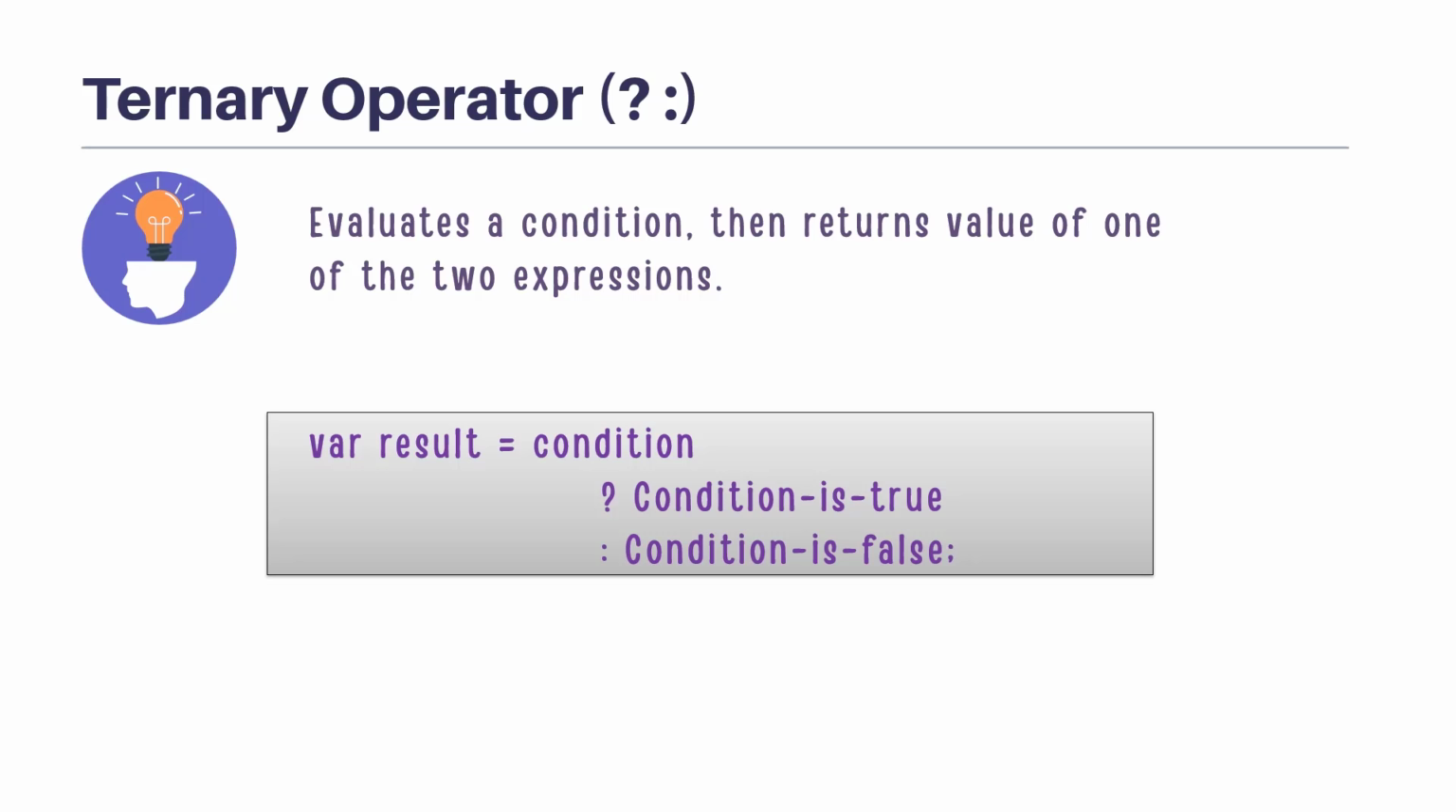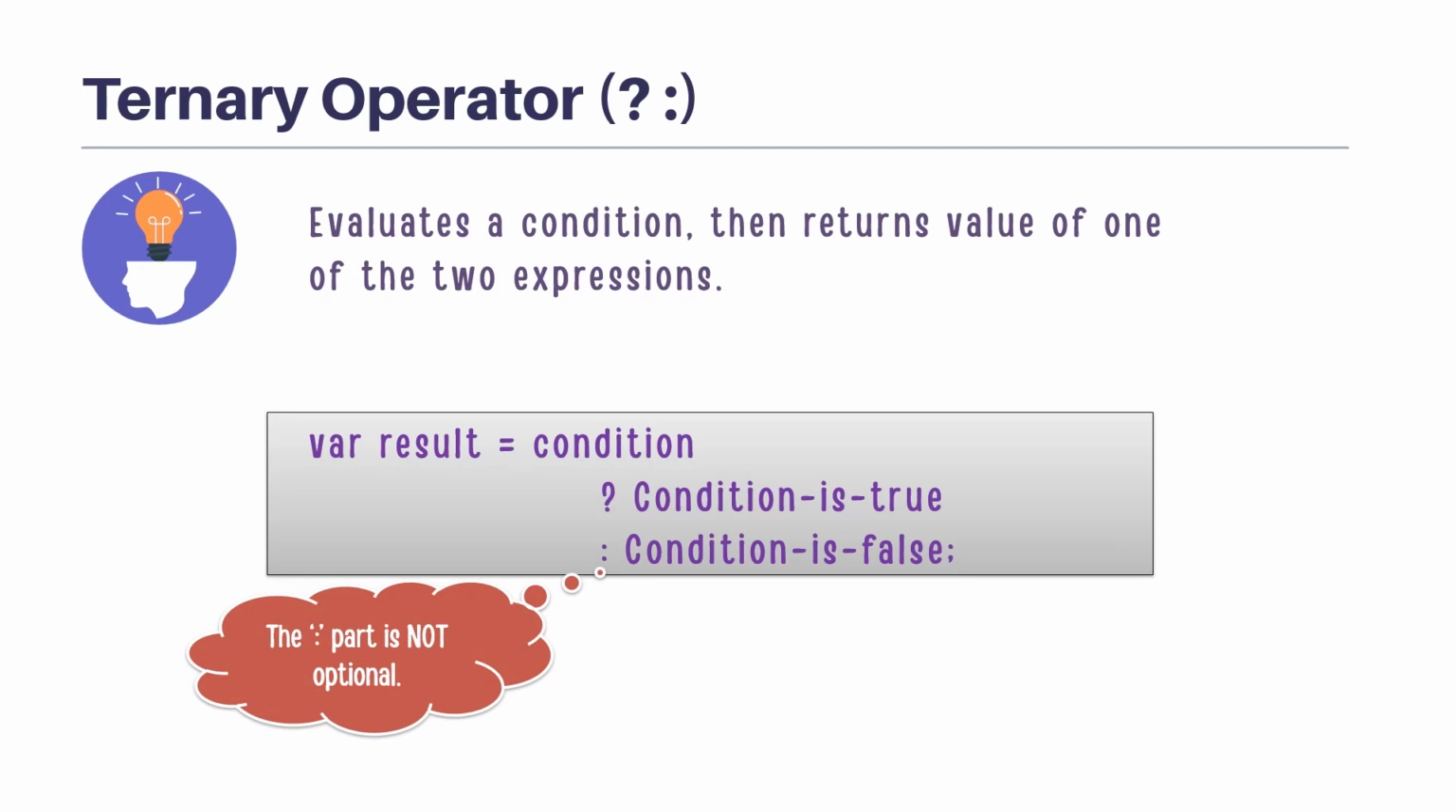This behavior is also similar to if-else statement. There is only one difference. The else part in if statement is optional, while the colon part in ternary operator is not optional. It always needs to be specified.